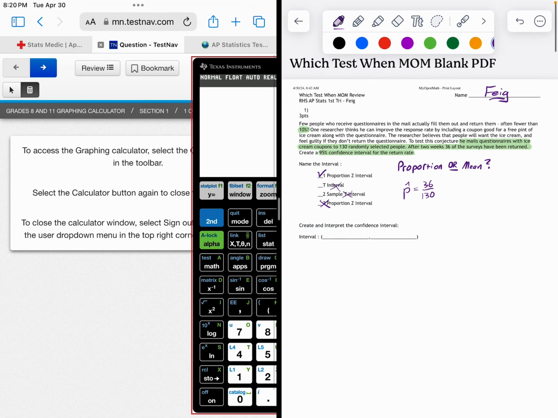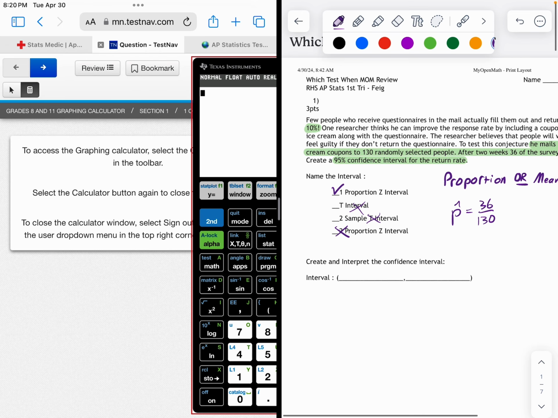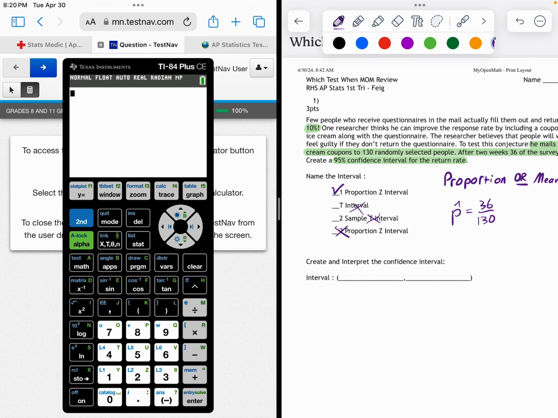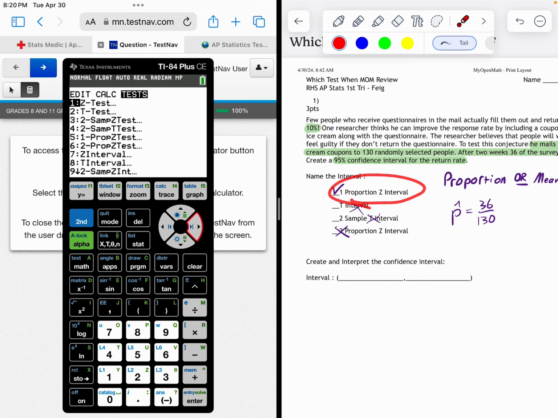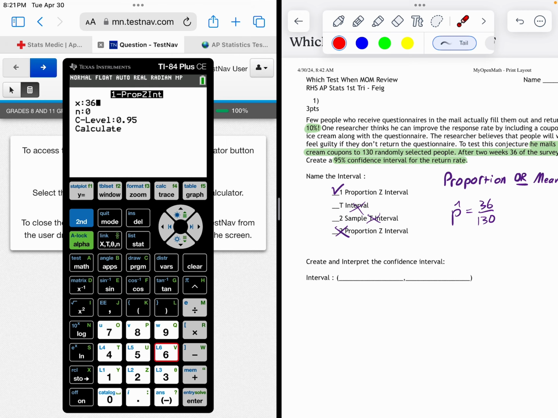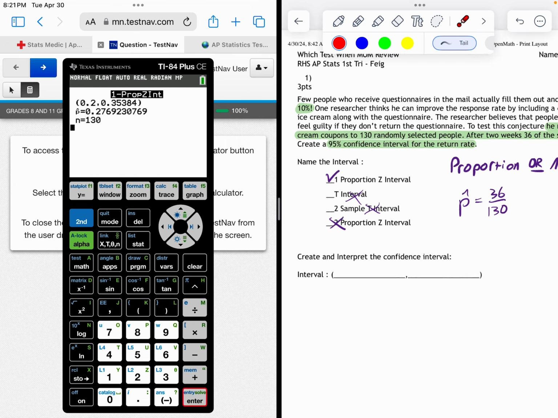So, and we've got stat tests. We're looking for this. So naming it up is really helpful, obviously. That is lower down because I don't see it. There it is, capital A. One prop Z interval. 36 people returned it out of 130 people. We want 95%, just double checking, calculate, and there's my interval.